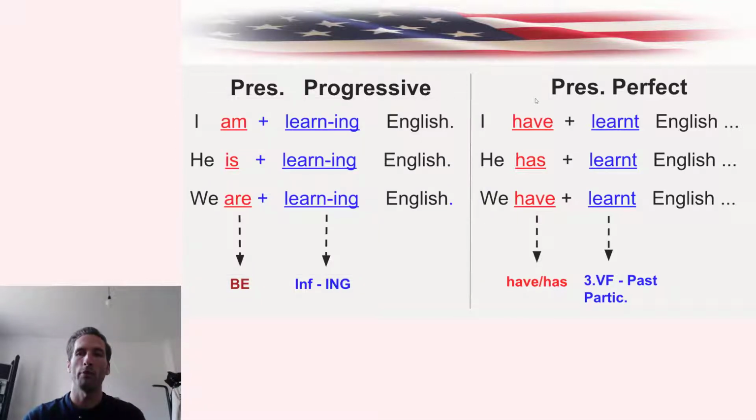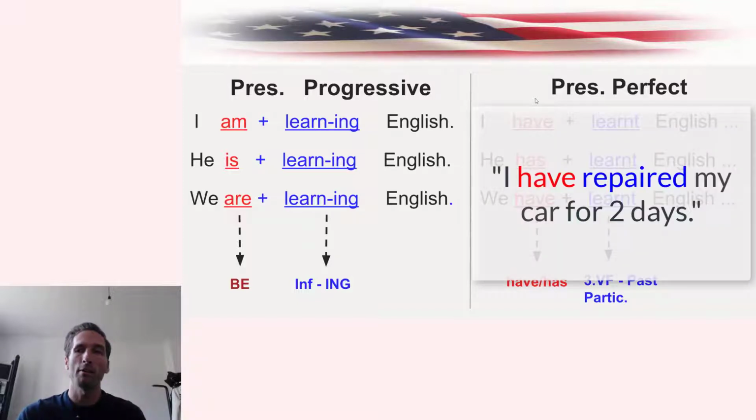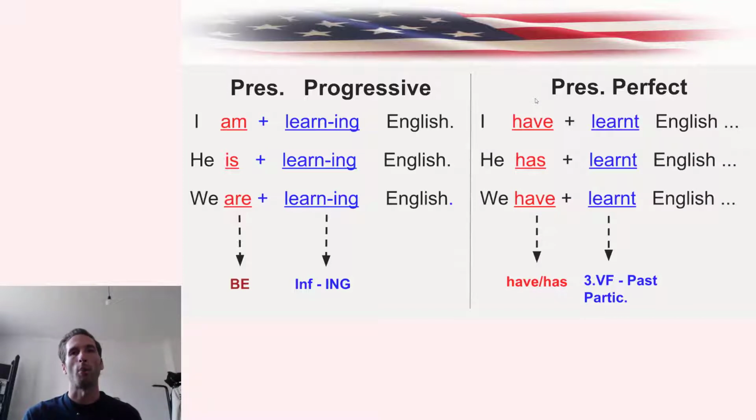Now, present perfect, in contrast, is very different. It's supposed to connect the past with the present. Now, what does that mean? Actually, not that hard. It basically says that you have started something in the past, like this morning or yesterday, and you're maybe still working on it. For example, I have repaired my car for 2 days now. That means you started the repair 2 days ago, and you're still working on it. And that's basically what you want to say with connecting the past with the present.